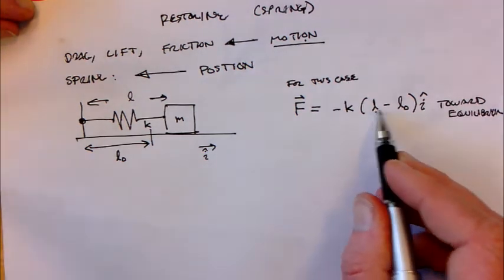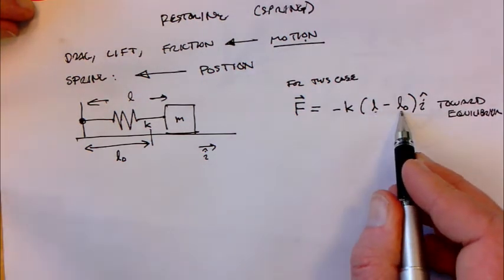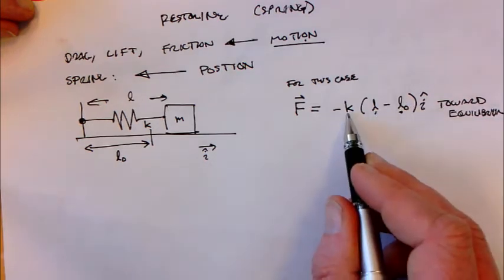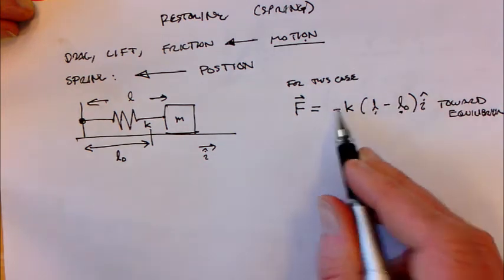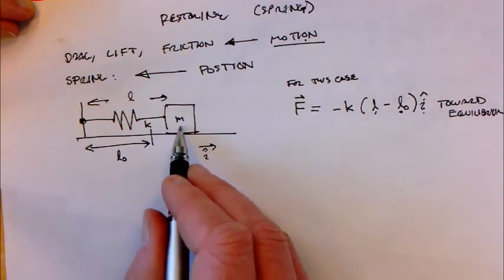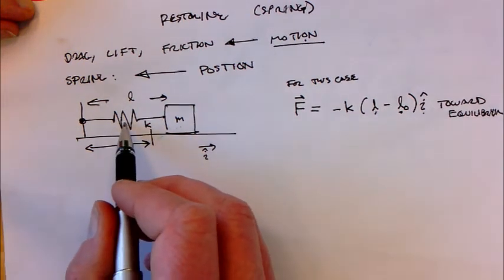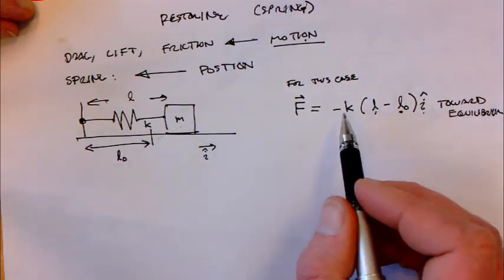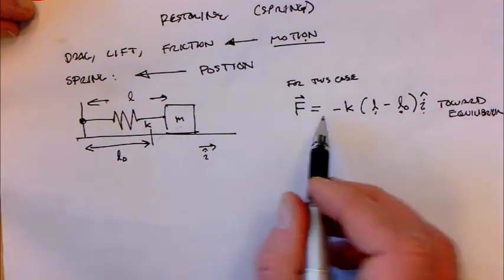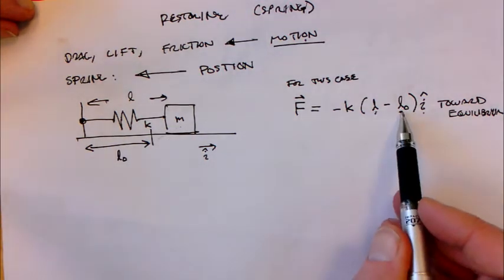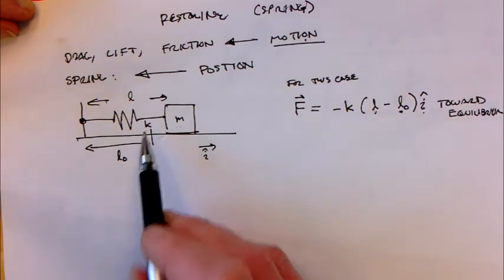That says that when L is greater than L naught, did I just make a mistake? I think I just made a mistake, didn't I? No, when L is greater than L naught, this term is positive. That means the total force is negative in the I hat direction. When L is greater than L naught, it gets pulled back. Similarly, when L is less than L naught, this term will be negative. Negative times negative is positive. I get a positive force in the I hat direction. And finally, when L is equal to L naught, the net force is 0.